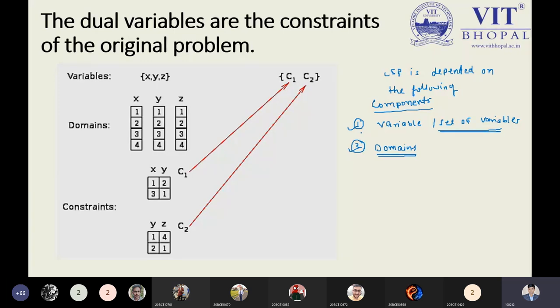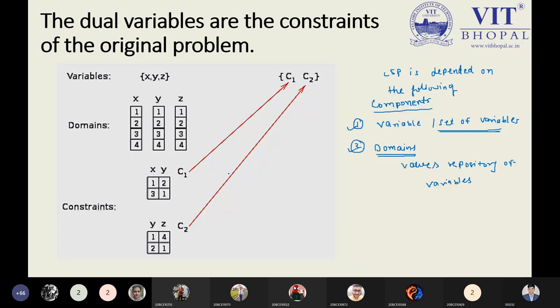So from this image, we can say x, y, z are the variables. The x value is held by the domain. So domains are just a value repository, we can say: a repository of values of variables. Can we say in simple terms? So X is held by 1, 2, 3, 4, Y is held by 1, 2, 3, 4, and Z is also held by 1, 2, 3, 4. Can we say?